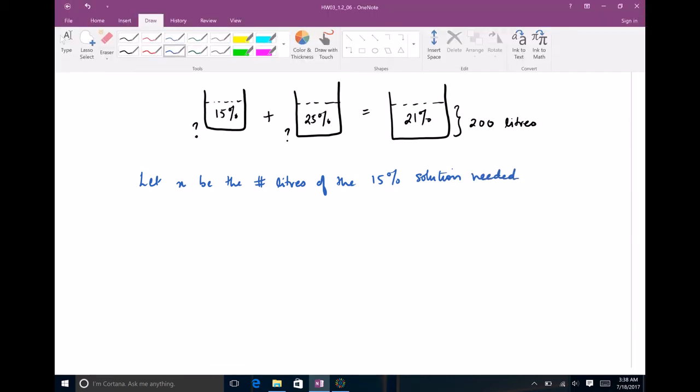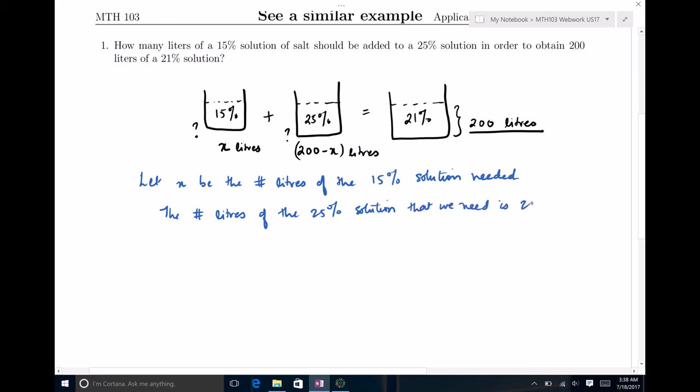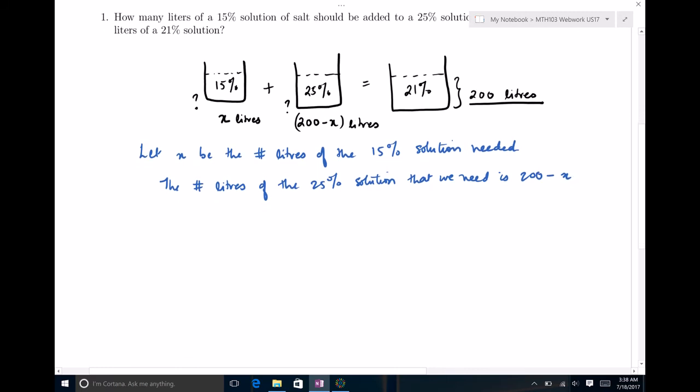This immediately tells us that if you need x liters of the first solution, and the total is 200 liters, then the 25% solution will be 200 minus x liters. So I know that the number of liters of the 25% solution that we need is 200 minus x. Okay, so now we've looked at the volume of the solution.